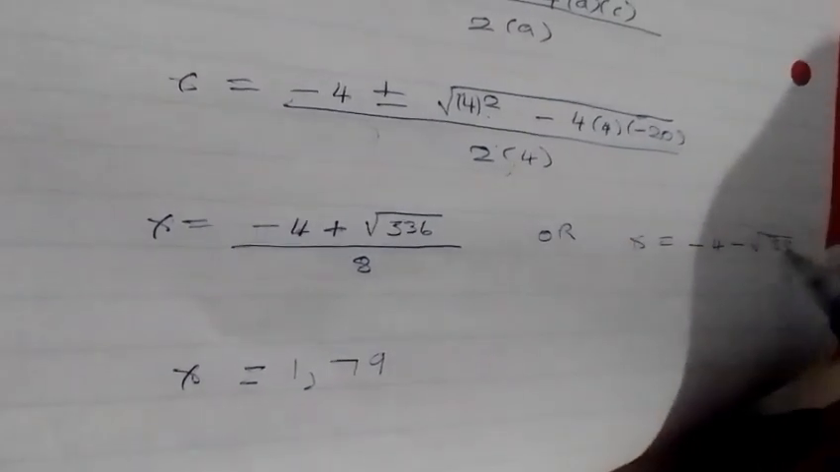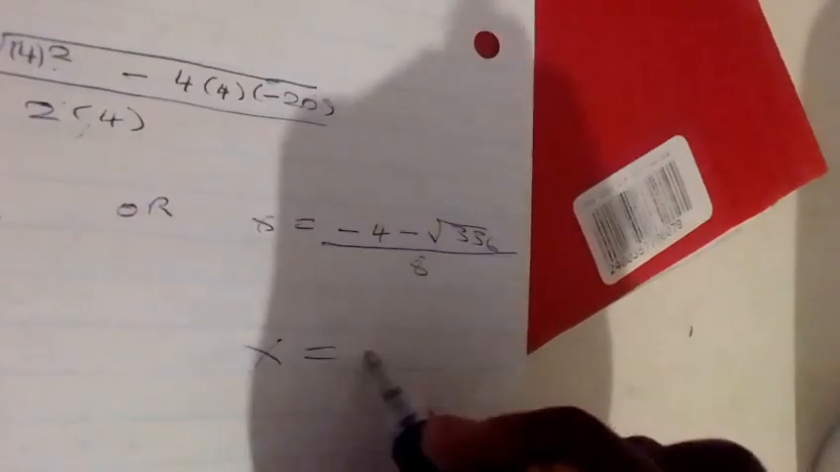And then for the negative sign, it's going to be x equals negative 4 minus square root 336, all divided by 8. And then our final x value is negative 2.79. And that's how we solve the equation.